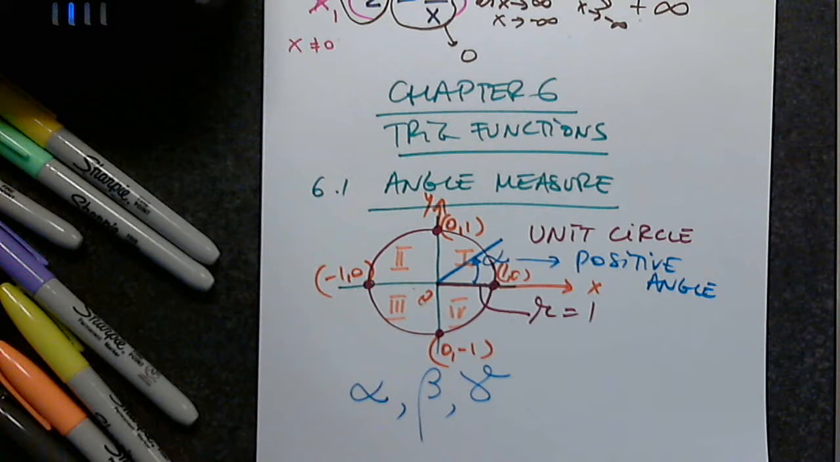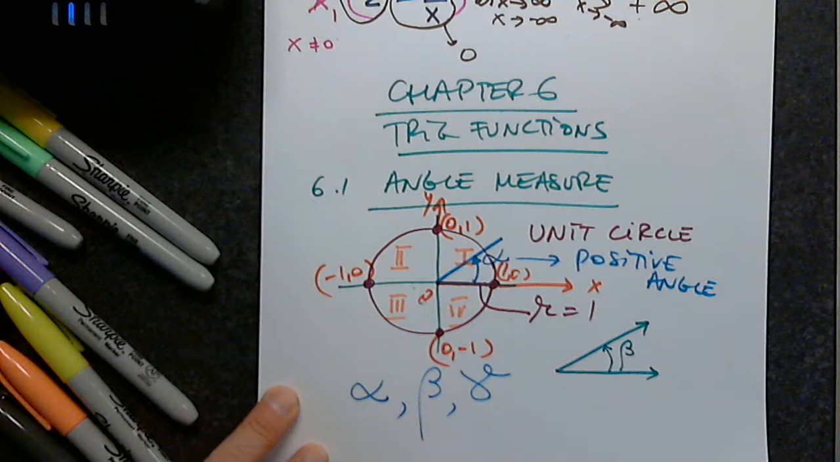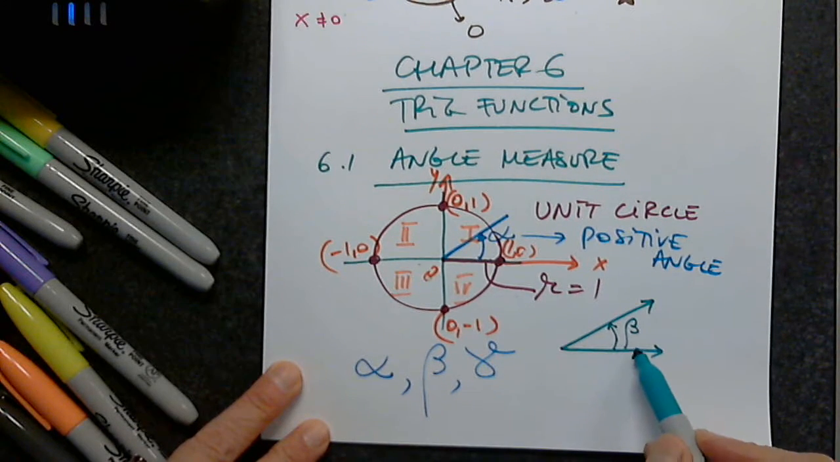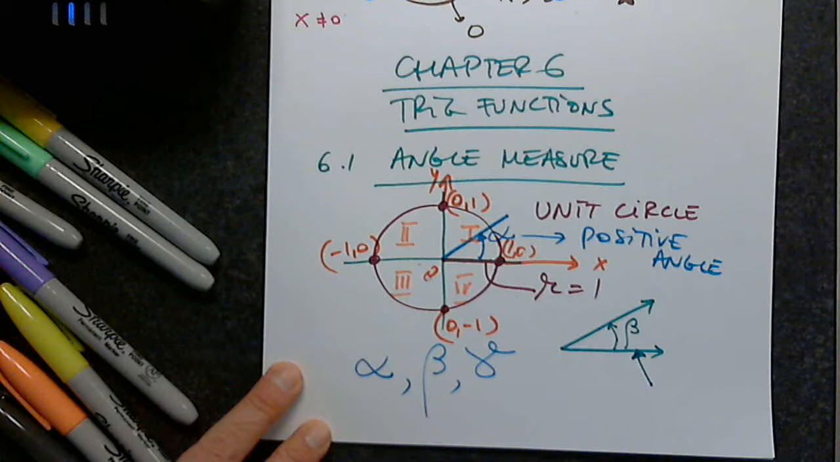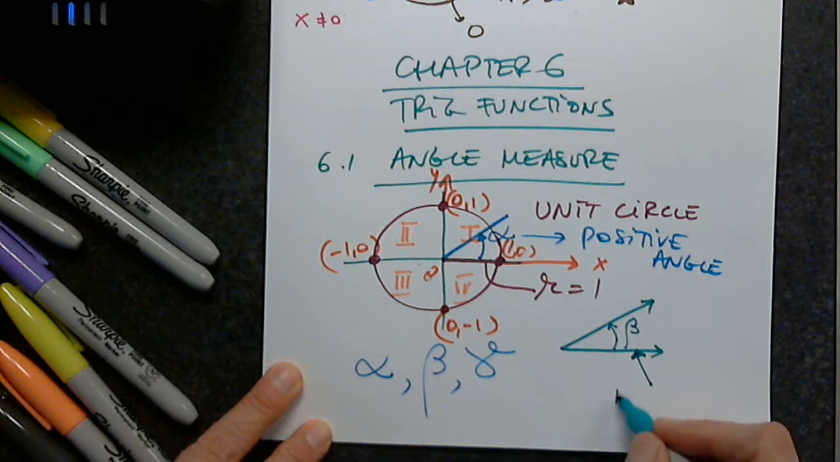Any angle has an initial side and a terminal side. So for example, this angle, I'm going to call it measure beta. What is this, do you think? This side? The initial or the terminal? I know it's a silly question.